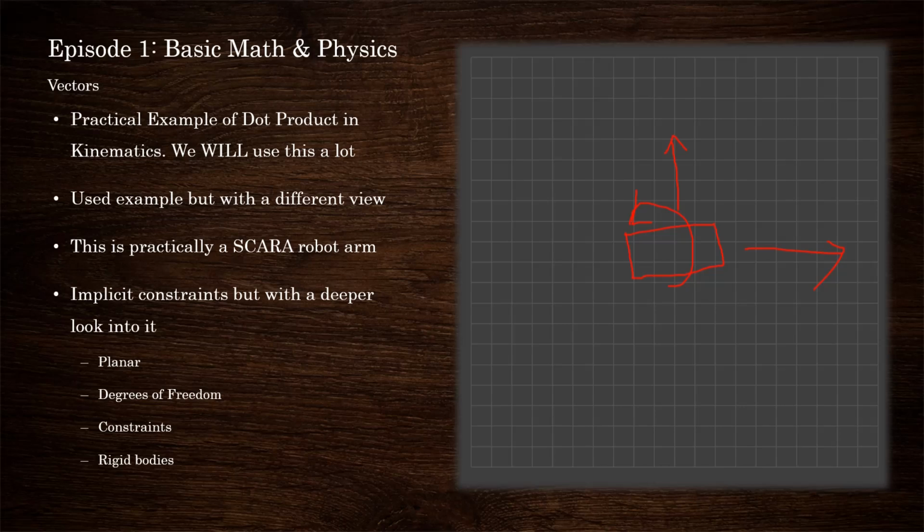And it's got some constraints to it. We will discuss more about this. And very importantly, we are studying rigid bodies, where we do not take into account the deformation of the object when it is actually being studied for kinematics.